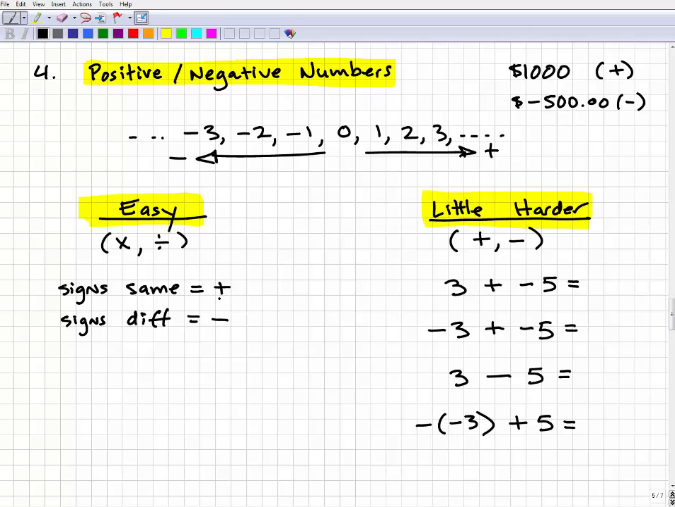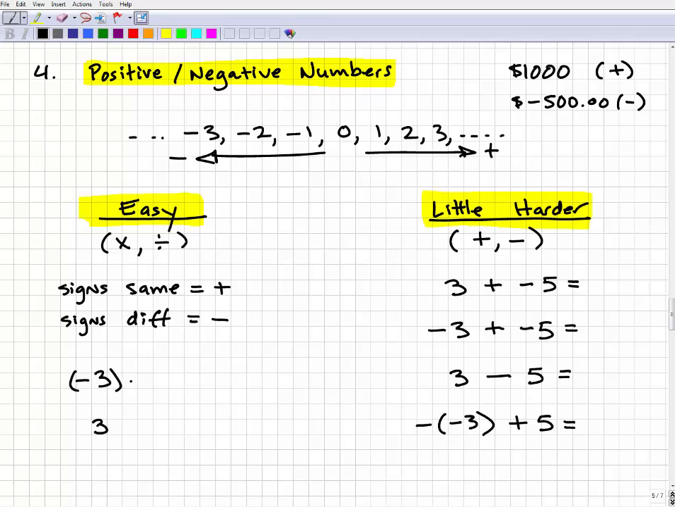If the signs are the same, the answer is positive. Then we're talking about multiplication and division. If the signs are different, the answer is negative. Let me give you an example. What are the signs of a number? The sign of a number is the thing that's in front of a number. So this is a -3, and this is a +3. I don't write a +3 like this. We don't do that. If we don't have a negative in front of it, the sign is positive. We just don't write the little positive like that, okay?